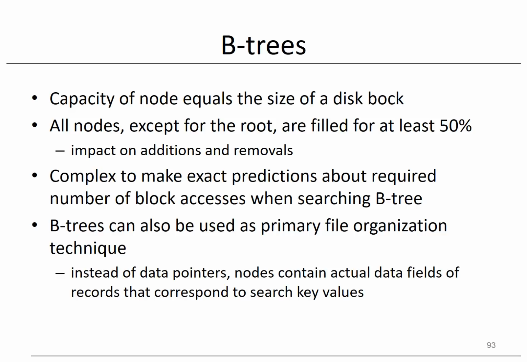Sometimes B trees are also used as primary file organization technique, hence organizing the actual data file as a search tree. The nodes then still contain search key values and tree pointers. However, instead of data pointers, they contain the actual data fields of the records that correspond to the search key values. This approach can be very efficient with small files and records with a very limited number of fields. Otherwise, the number of tree levels quickly becomes too large for efficient access.